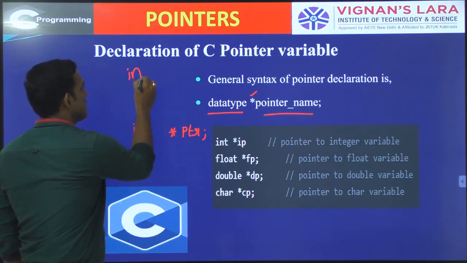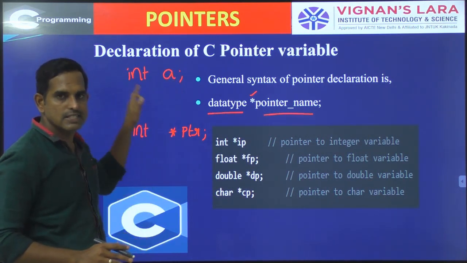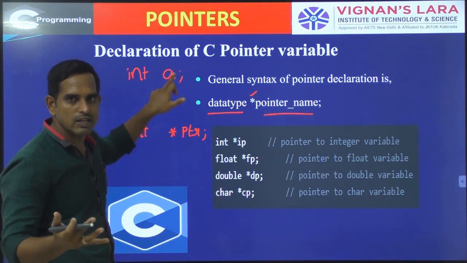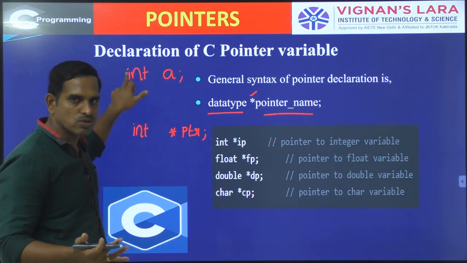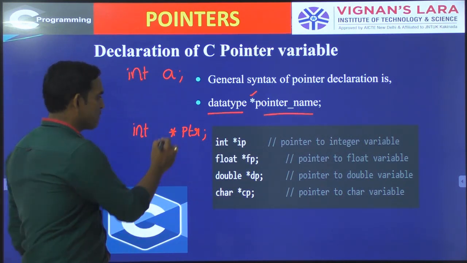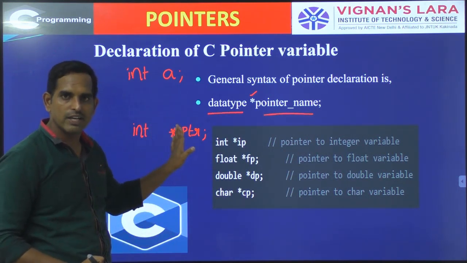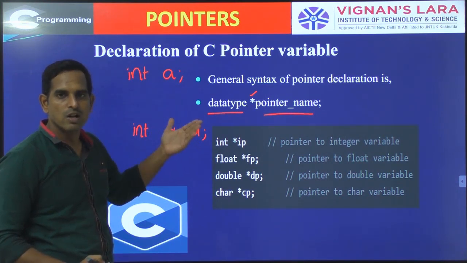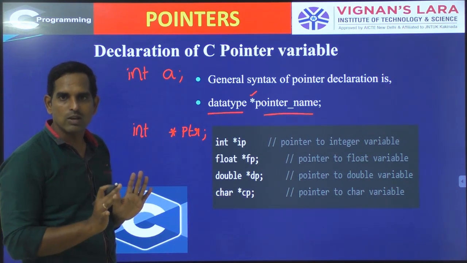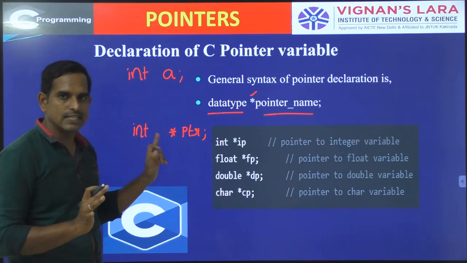If you have a general variable, you will write int A, int space A. This tells the compiler that A is a normal variable, an integer variable, which will store an integer value. If I place the star here, it tells the compiler that it is not a normal variable, it is a pointer variable. So it will store only memory addresses. It will not store general values.